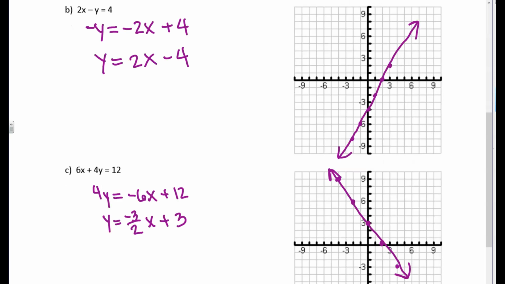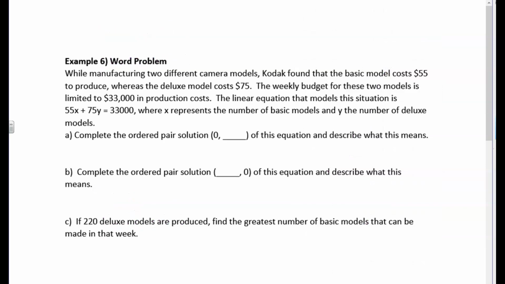Right, take a moment and check your answers. Make sure you have the correct equation and the correct graph. All right, let's go on to the next page.